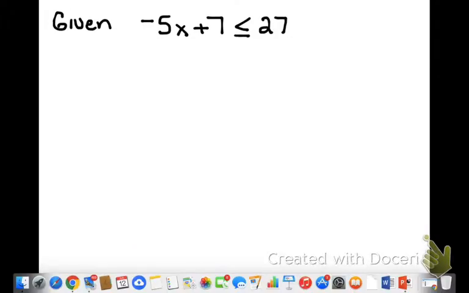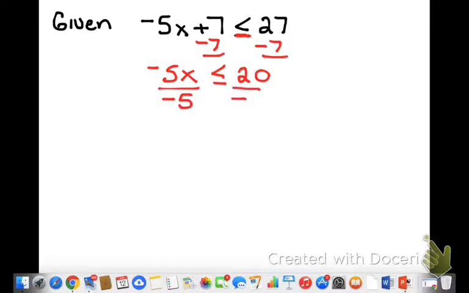So next, let's see when we'd actually fill in the circle on the graph. We have negative 5x plus 7 is less than or equal to 27. Again, we begin with our inverse operation and end up with negative 5x is less than or equal to 20, and now we're going to divide both sides by negative 5. Something happens when we divide by a negative: we reverse the inequality symbol. So we end up with x is greater than or equal to negative 4.